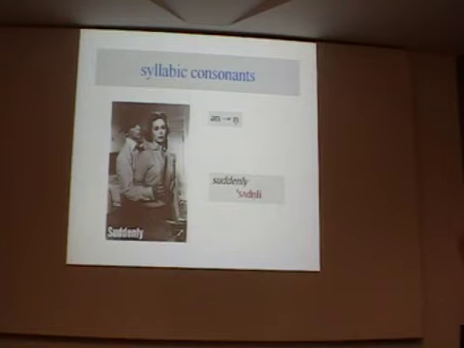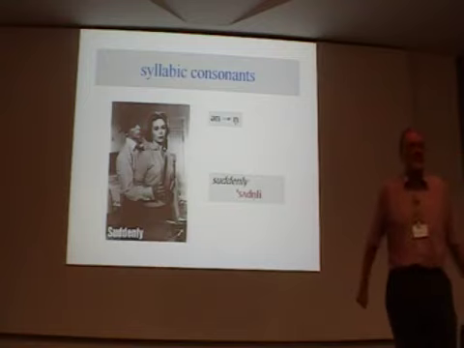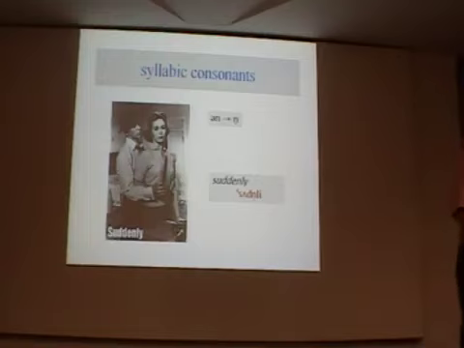Right, let's do something more exciting. Syllabic consonants. How do we pronounce the word suddenly? That's how we say it, suddenly. How many syllables does it contain? Well, it contains 3 syllables. Generally speaking, for each syllable, we expect to find a vowel. So, how is it that we can have 3 syllables in suddenly, but apparently only 2 vowels, U and E? Well, the answer is that the N in this word is syllabic.